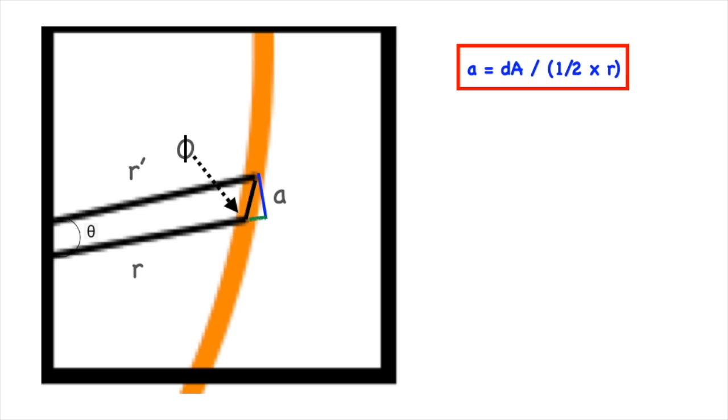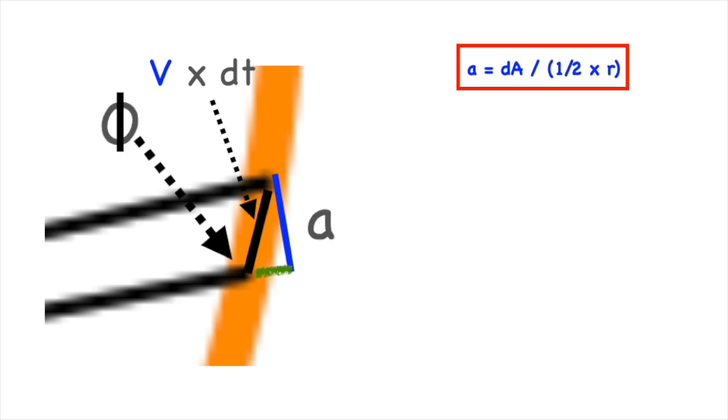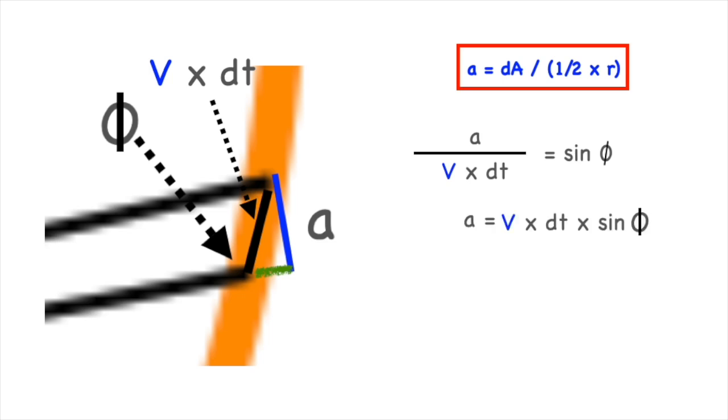The angle indicated here is the angle that we have decided earlier to call phi. And recall that the length of the short side of our triangle equals v times dt. You can see that a divided by v times dt equals the sine of 180 degrees minus phi, and therefore also equals the sine of phi. Rearranging, we find that a equals v times dt times sine phi.